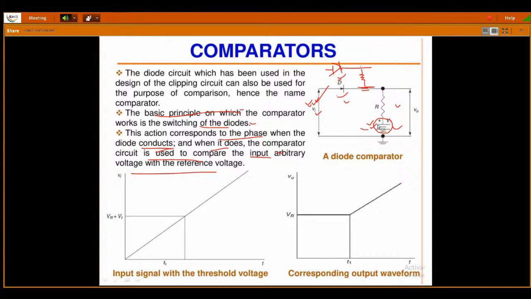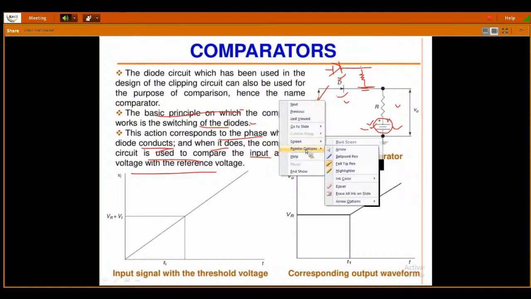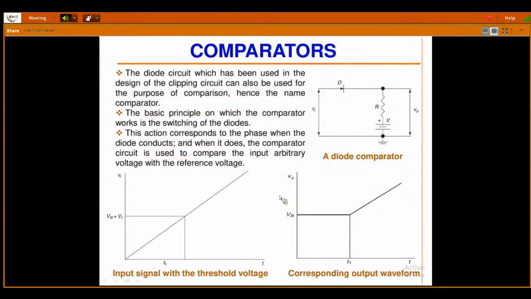Now what is this comparator doing? It is comparing the input signal with the reference voltage. Whether the input voltage is less than or greater than the reference voltage, we can get clarity on that with the help of the output signal. For explanation purposes, I am selecting a ramp signal here. It is not a sinusoidal signal. This is my ramp input signal.